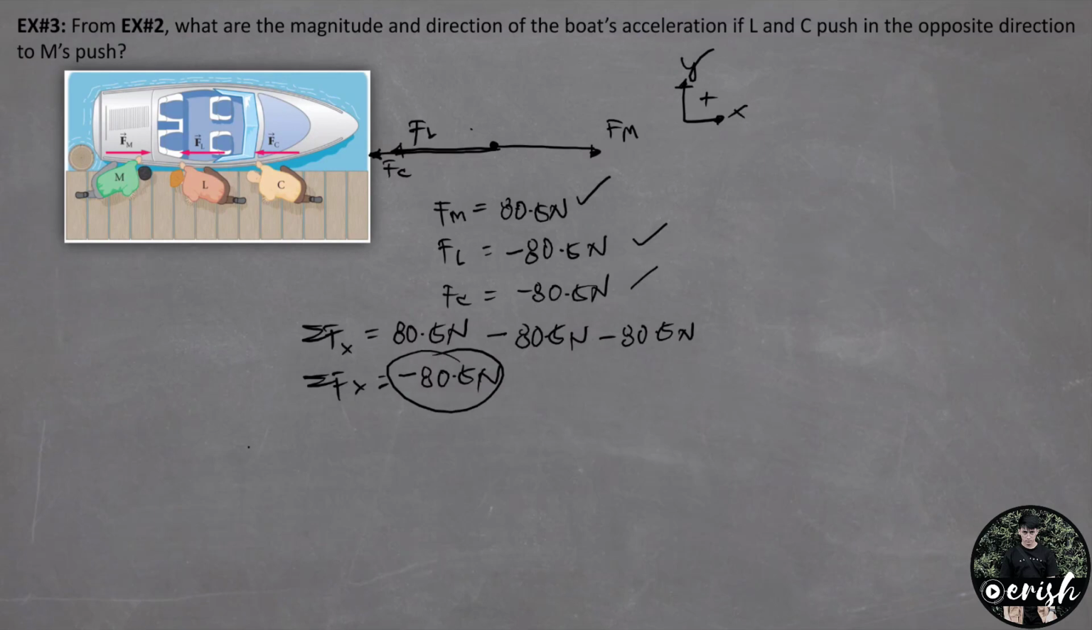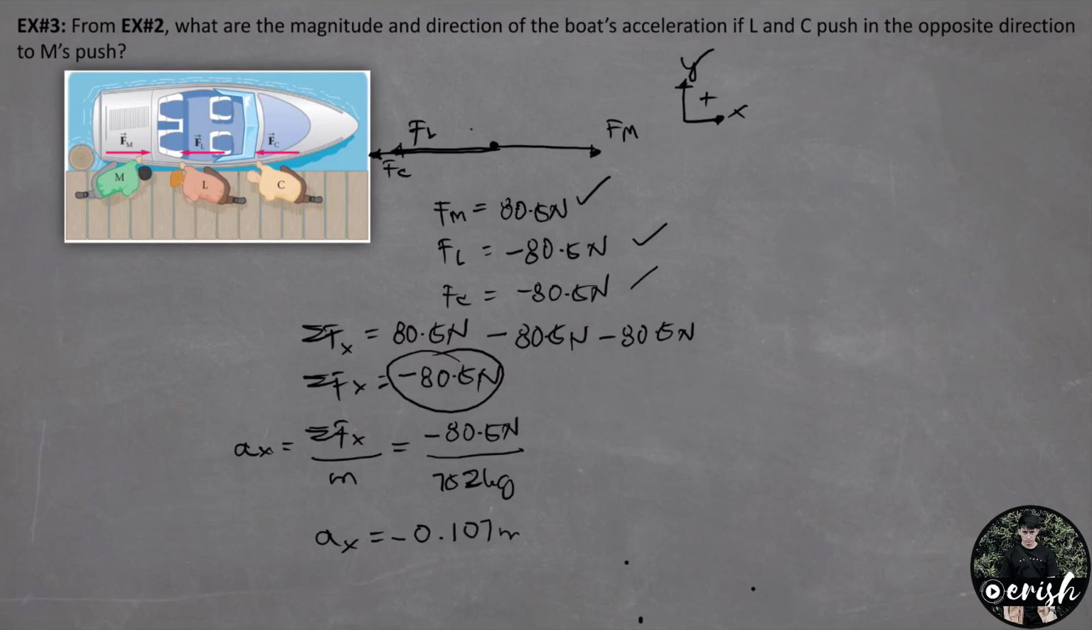And solving for the acceleration, net force over the mass, ang net force natin is negative 80.5 Newton over 752 kilograms. And the acceleration now is equal to negative 0.107 meters per second square. Kung mapapansin natin, naging negative na yung acceleration, ibig sabihin, naging to the left na yung motion ng boat.